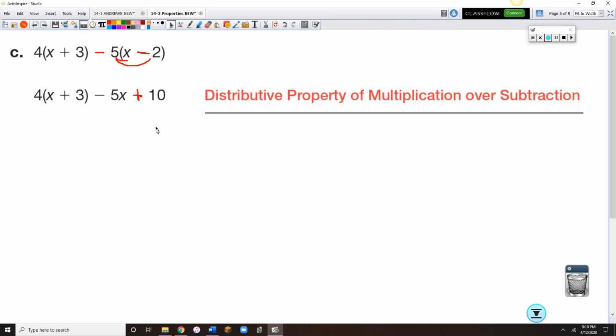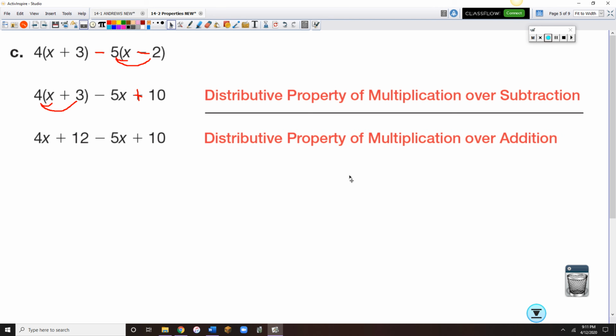Okay. The next line distributes this part, the beginning. Okay, maybe they do it separate because multiplication over subtraction, multiplication over addition, but again, I really don't think you need those words. I've never heard of any other kind of distributive property, so I think we're good.